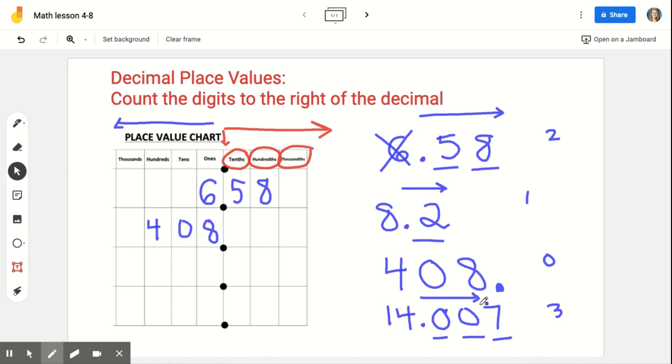in 14 and 7 thousandths. Yes, the 0 does still count. It's holding place value for the 7 thousandths here. Great. Thank you for following along.